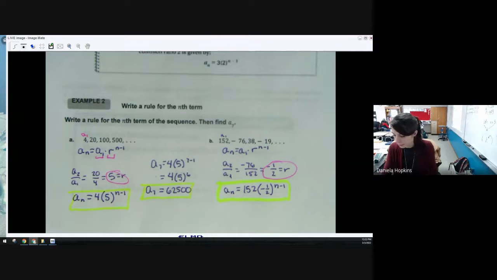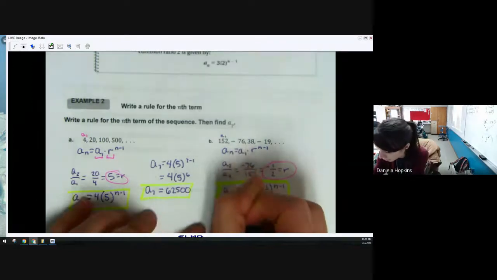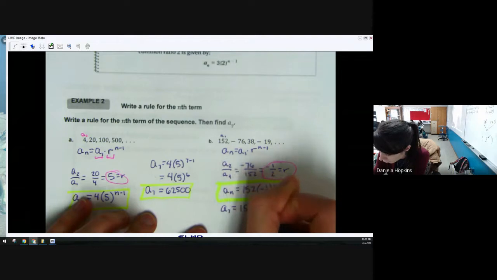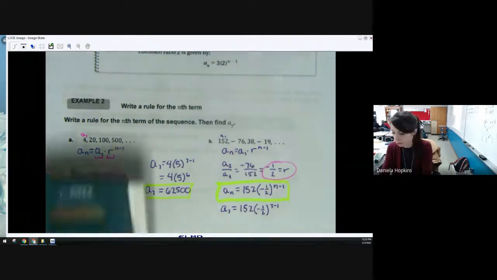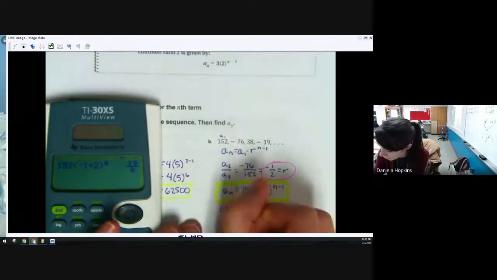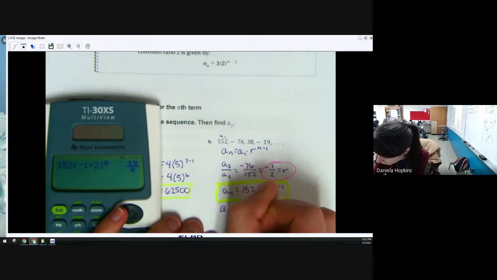If I'm finding my 7th term, it would be 152 times negative 1/2 to the 7 minus 1, which is just 6. And I'm actually going to let my calculator handle all of this, because your calculator can do order of operations. So 152 times negative 1 over 2 raised to the 6th. Oh, and it even gives it to me as a fraction. That's so nice. So it's 19 over 8.